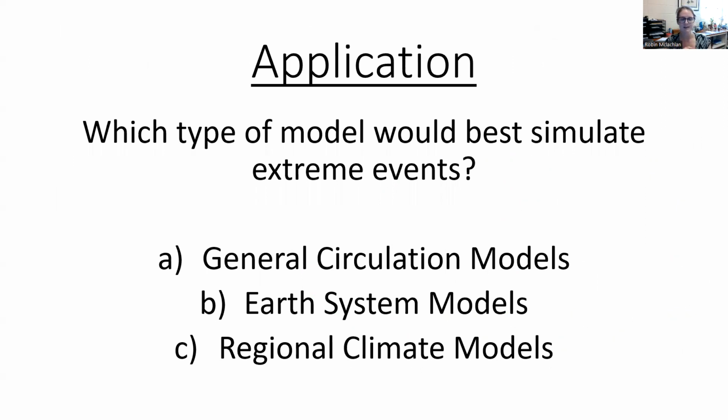Right? The answer here, which you hopefully got, was C, regional climate models, because most of these extreme events happen in a small space, right? Hurricanes, they're limited in space. Droughts, they're limited in space. They're not global. So if we can model them at high resolution at a regional scale, that's great.